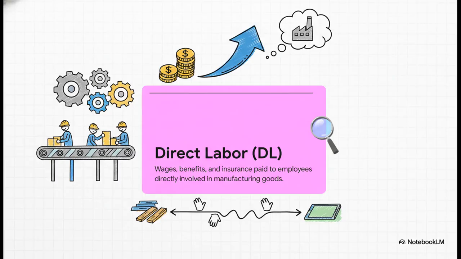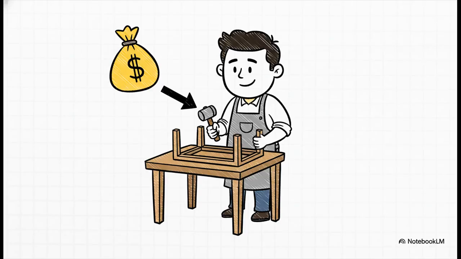Next, we have direct labor, and this is key. It's not just any employee. It's the people who are physically touching the materials, the ones on the line who are actually transforming the raw stuff into the finished product. So back to our table company. This one's a no-brainer. The direct labor cost is what we pay the carpenters, the craftspeople who are cutting, sanding, and assembling that wood into beautiful tables.